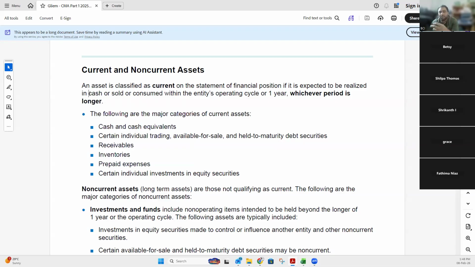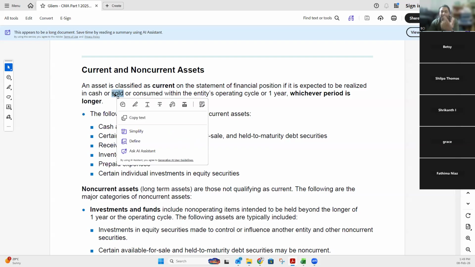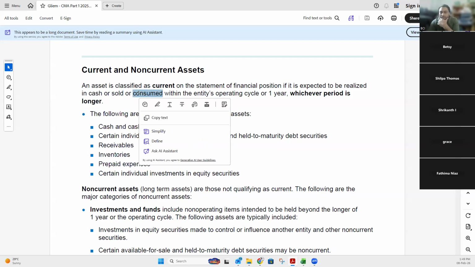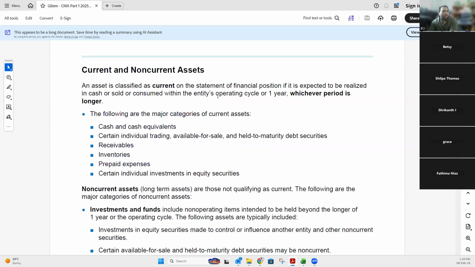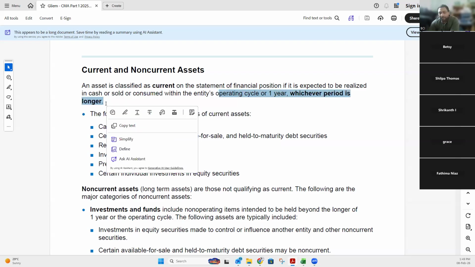For example, if there's a short-term investment, you sell it and you get cash. Or you have inventory, you can sell it, and then it becomes an accounts receivable, or you should be able to consume it. That's why raw materials all come under inventory and under current assets. Clear? Now, operating cycle or 1 year, whichever is longer.